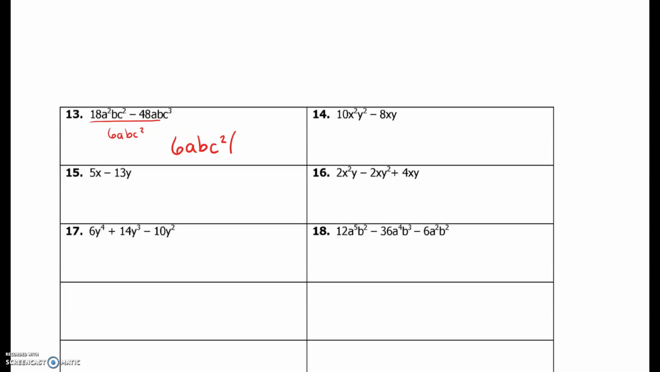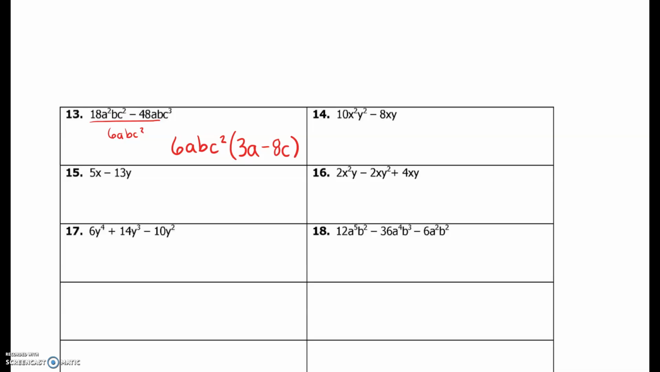So as you are dividing, 18 divided by 6 is 3. And subtract the exponents. You're going to just be left with one A here in this case. 48 divided by 6 is 8. Again, as you subtract your A's and B's, they will cancel. But 3 minus 2 will leave us with 1 C in this final answer.